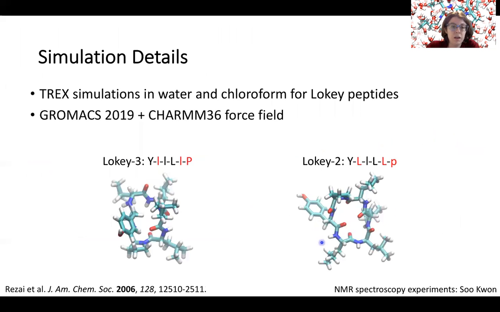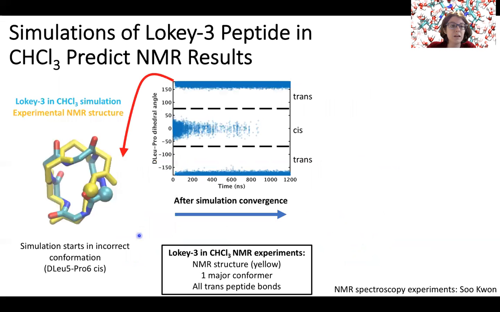So the peptides that we're going to be looking at in particular are two Loki peptides, Loki-3 and Loki-2. These are cyclic hexapeptides, and the only differences between these two, highlighted in red, are in chirality, where D amino acids are indicated by the lowercase letters, and L amino acids are indicated by the uppercase letters. So we're going to be looking at the conformational ensembles of these two peptides in water and chloroform using T-Rex simulations. I'll be starting with the Loki-3 peptide in chloroform.